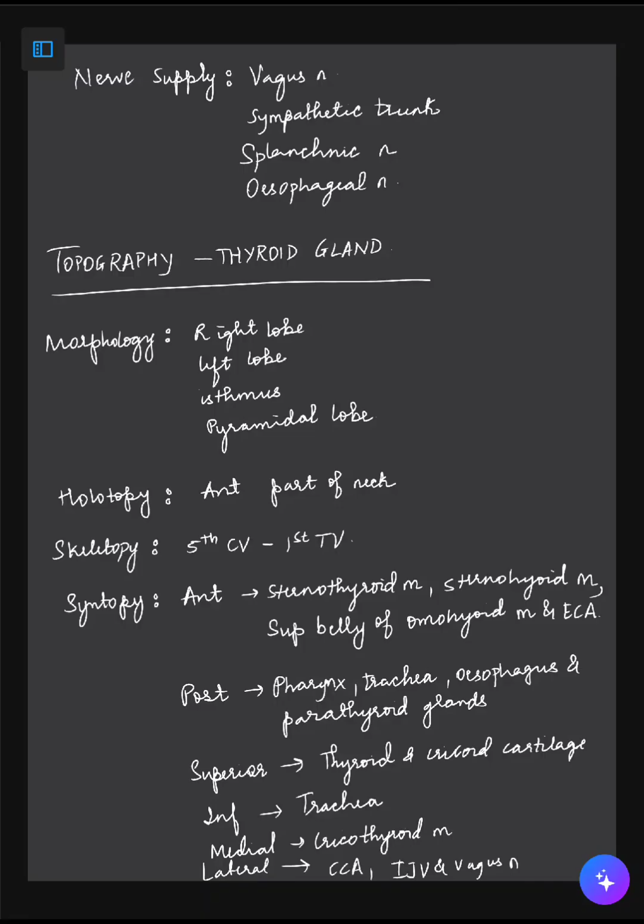Now nerve supply. Nerve supply is vagus nerve, sympathetic trunk, splanchnic nerve and esophageal nerve.